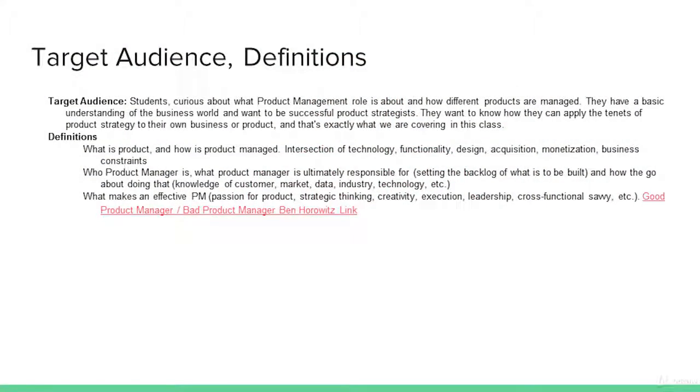Now that we defined what this class is all about, let's talk about who this class is for. I would love this class to be useful to everyone. There is no bar for this class. There is no prior knowledge required. And honestly, the less you know, the more I hope you can learn from this class. So I'm really interested to get feedback from those people who have absolutely no idea about product management. Let me know how useful this class was for you.